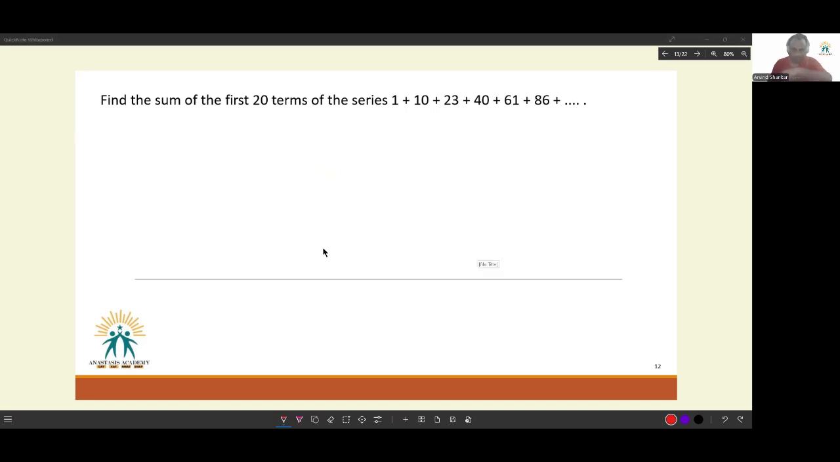Just to reinforce this idea into your head once more, we are also going to do this. See here, the series, the difference is 9. The difference is 13. The difference is 17. The difference is 21. The difference is 25. And second level differentiation gets me to 4, 4, 4, and 4. So we know standard notation of this series will be a n square plus b n plus c. I also know a will be equal to 2, because 2a is equal to 4.